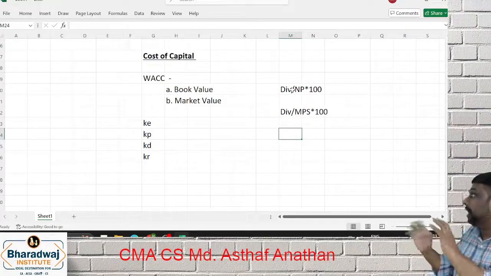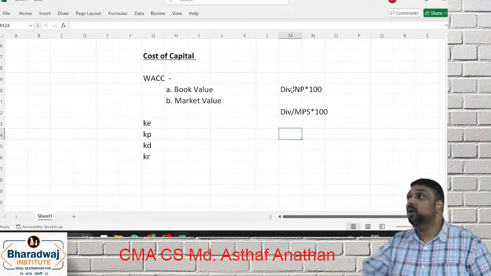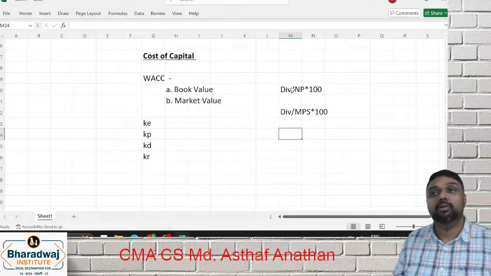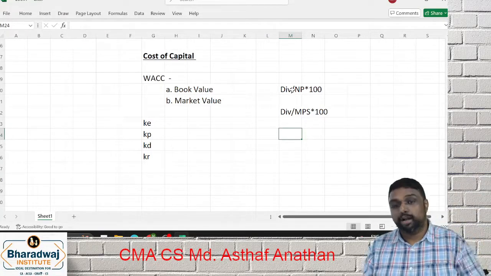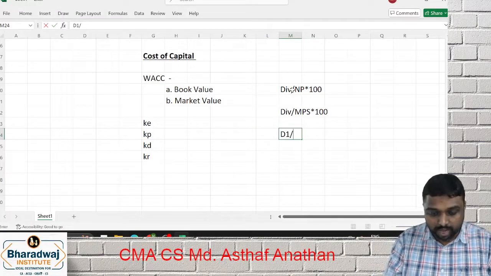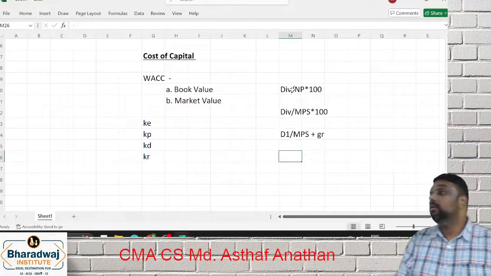Sir, which formula will apply? See, any one only will come. All the situations will come. Now, next is dividend with growth. See, if growth is given, that is the first preferable model, which is also called Gordon's method. Because D1 by MPS plus growth rate.